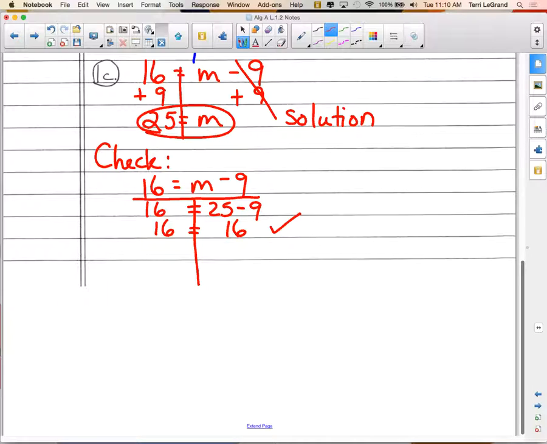Let me caution you about something. Here's what students do when they do check problems. They do the substitution step, and then, because this one has 16 by itself on one side, they just automatically write down 16 equals 16 checks. They really don't take the time to make sure that the expression they had, 25 minus 9, really does equal 16.